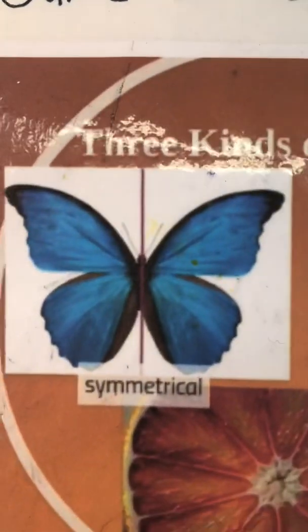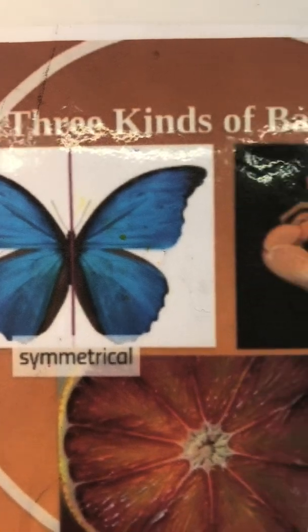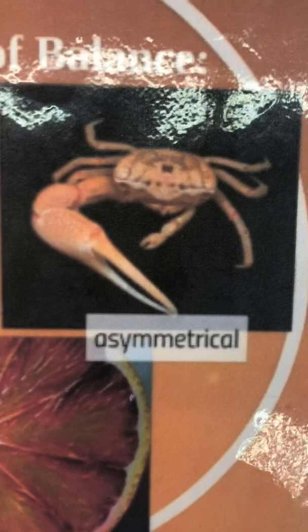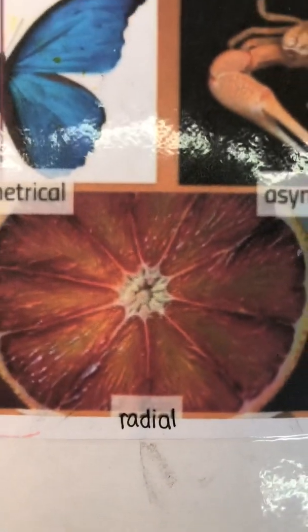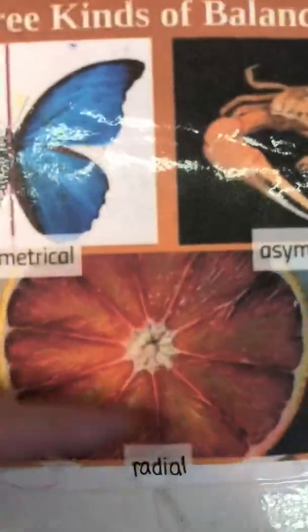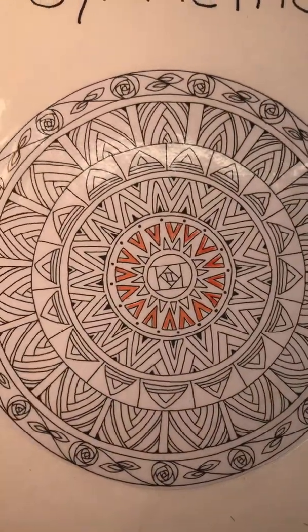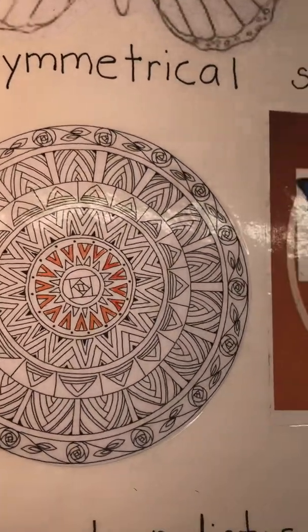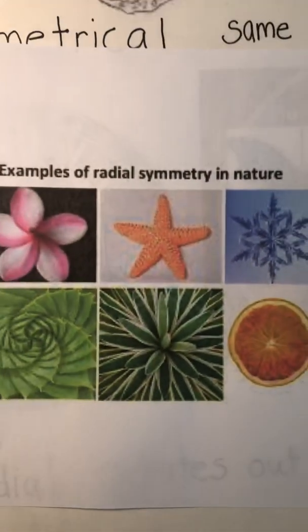We have our symmetrical, same on both sides, asymmetrical, not the same on both sides. And then we have radial, which is all coming out from a central point. We're going to work on another project having to do with radial symmetry after this week. So I thought I would introduce radial symmetry again to you.